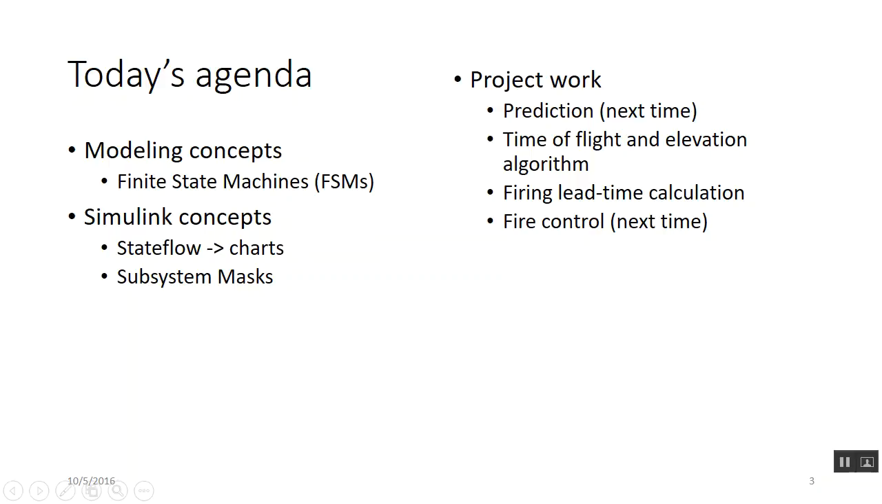There's 4 things that we need to do to finish the software side of stuff for targeting and being able to hit something. And that's prediction, time of flight and elevation, lead time, and fire control. And we're going to do time of flight and elevation and lead time today. So let me pause there for a second and refer.